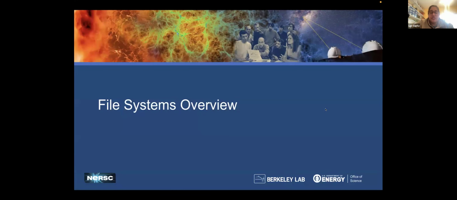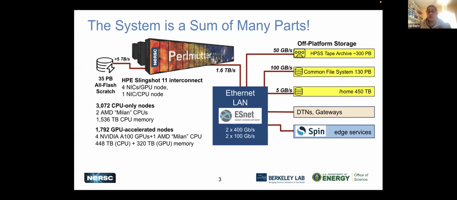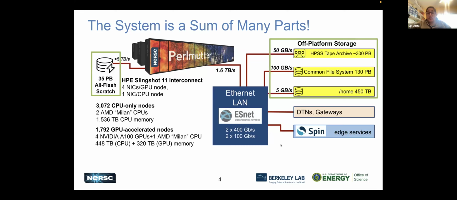So let's go over our file systems. We have several, and I want to go through what they are, why there are so many, and what they're used for. If you remember, this is our entire system. There's Perlmutter, which is all the compute, but then there are other parts of the system, which is some of the storage and some of the other services that we provide. When we say Perlmutter, we really mean this entire system of things. We're going to talk about these particular parts of the system, which is our storage.